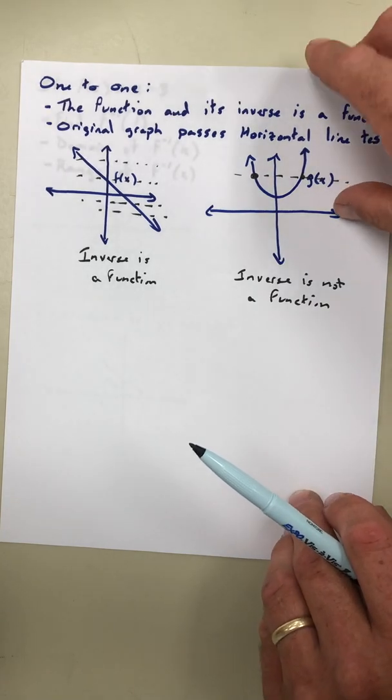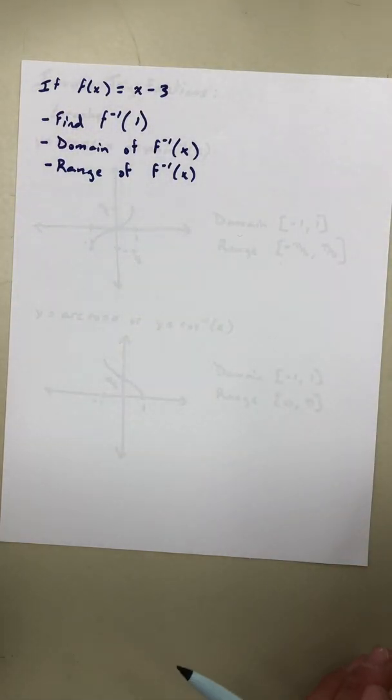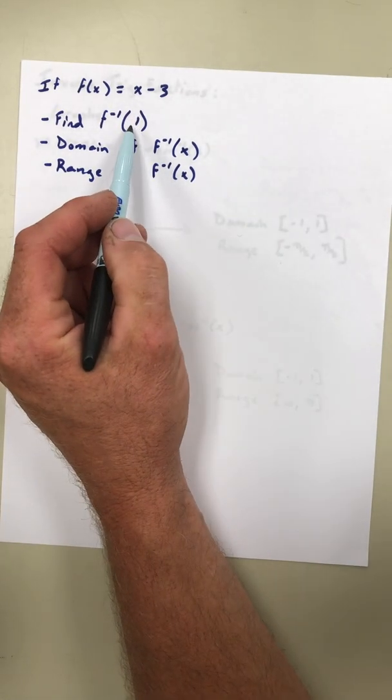All right. So if we have f of x equals x minus 3, can we find f inverse of 1? Can we find the domain? Can we find the range? And hopefully we can with all of these, but let's go ahead and talk about them. To find f inverse of 1, there are several ways you can go about doing that.